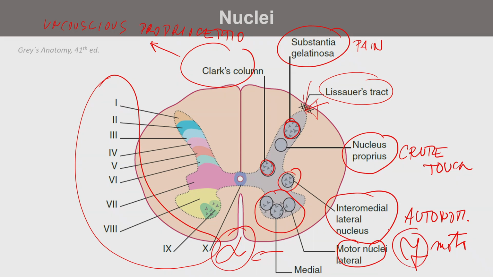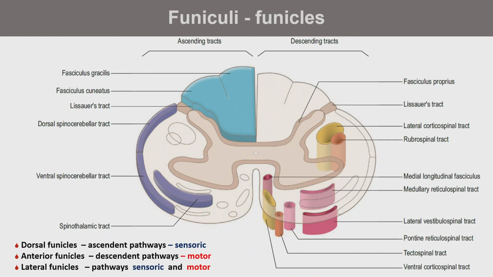What's the difference between alpha and gamma? Gamma are innervating spindles in muscles, so muscle spindles, and alpha motor neurons directly innervate striated muscles, making motion. So those were the nuclei. And here we have the funiculi.